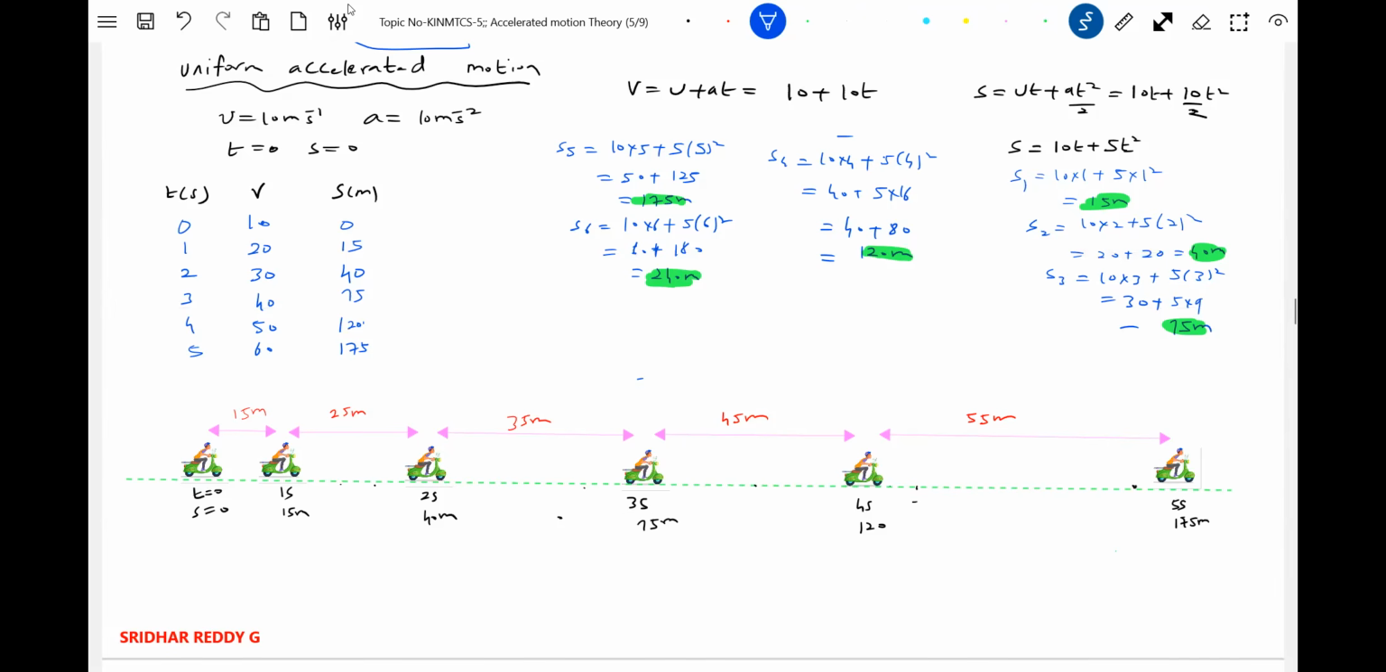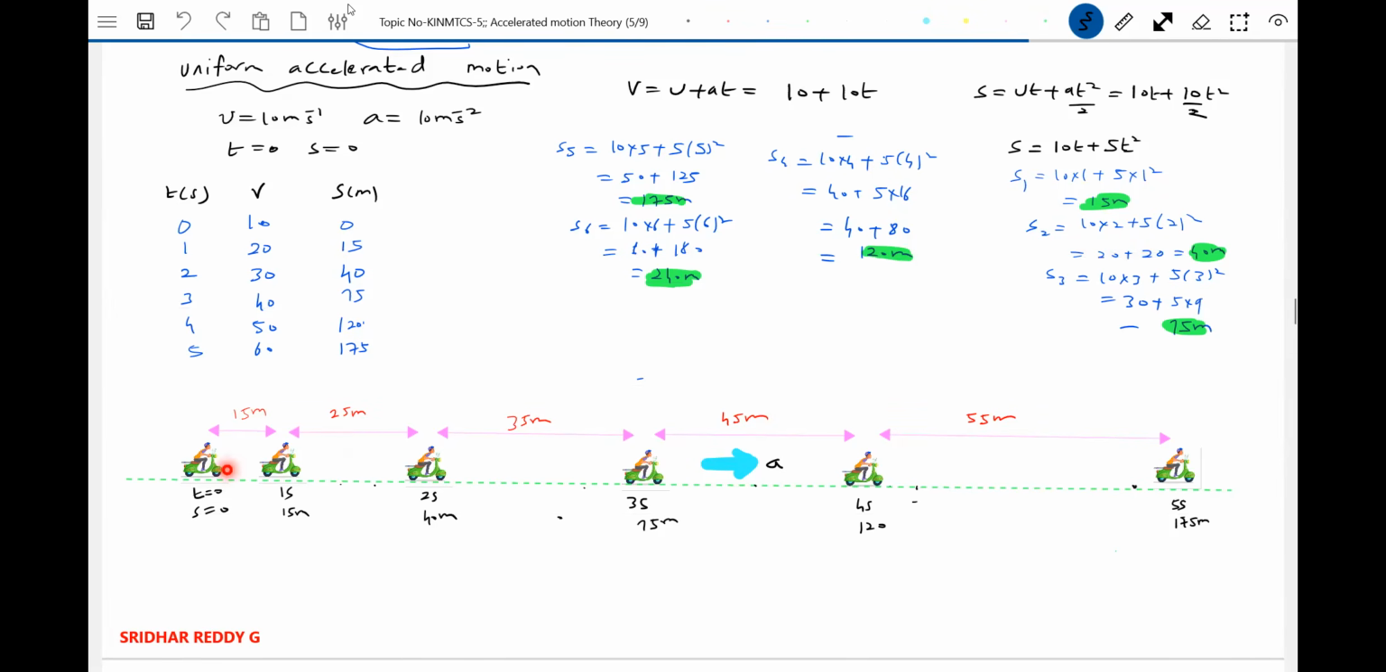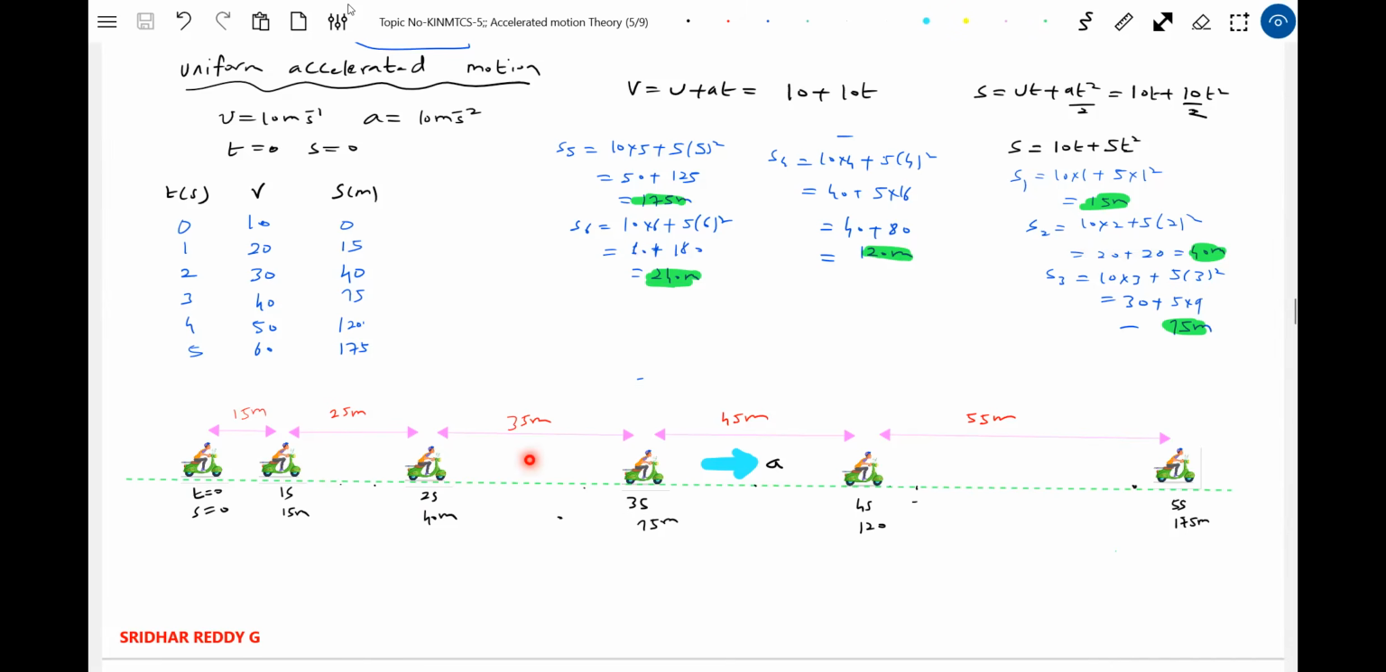I'll erase this data so that there will be no confusion. In what direction is the acceleration? The acceleration is in this direction. So in accelerated motion, what will happen to the distance covered in equal intervals of time? The intervals of time will be 1 second. The distance covered in the first 1 second is 15, in the next second it covered 25, next second 35, next second 45. So in accelerated motion, the distance covered in equal intervals of time will keep on increasing.